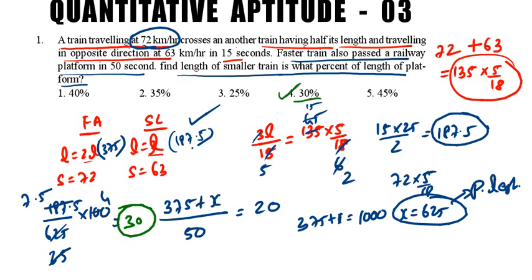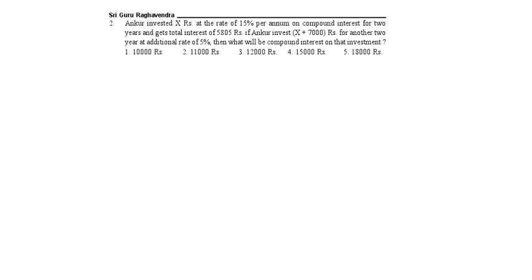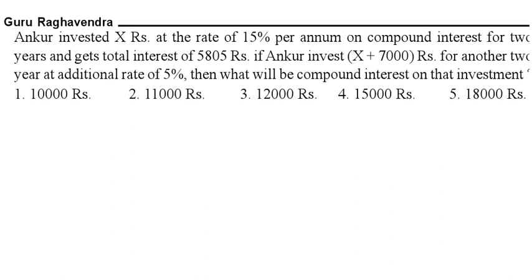So what is the speed of the faster train? 72 km per hour, or else 72 into 5 by 18, that is 20. So 375 plus x is equal to 1000. x is equal to 625. This is platform length.